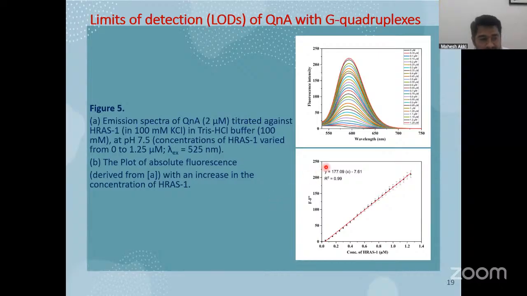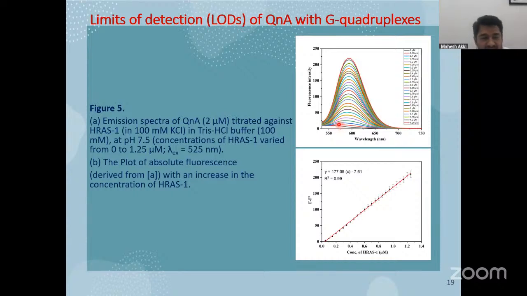So here, the binding properties of QNA with the antiparallel HRAS1 G-quadruplex were studied using fluorescence spectroscopy by varying the concentration of HRAS1. The fluorescence spectra were recorded by sequentially increasing the concentration of HRAS1 while maintaining a constant concentration of QNA. Initially, the spectrum with zero equivalents of HRAS1 showed a very weak fluorescent signal at around 565 nanometers. So here we can see.